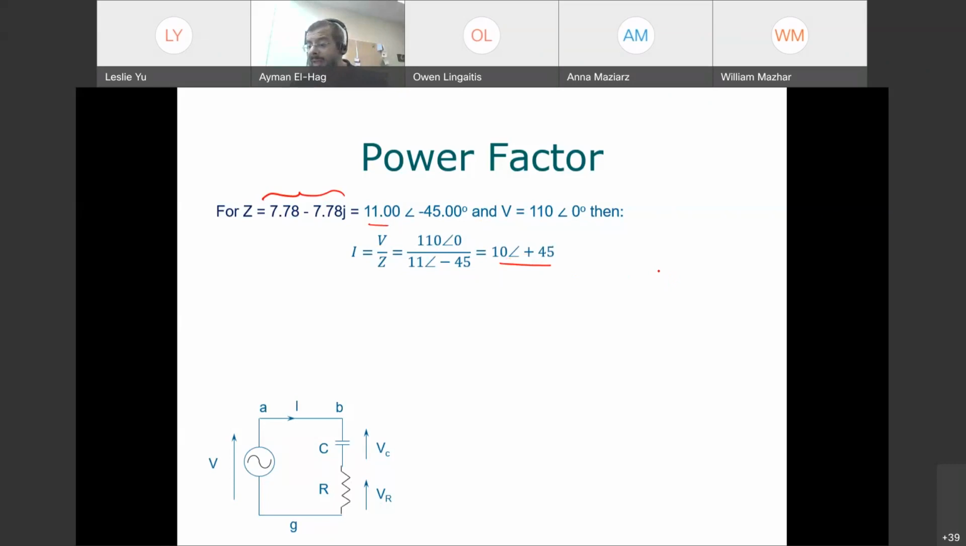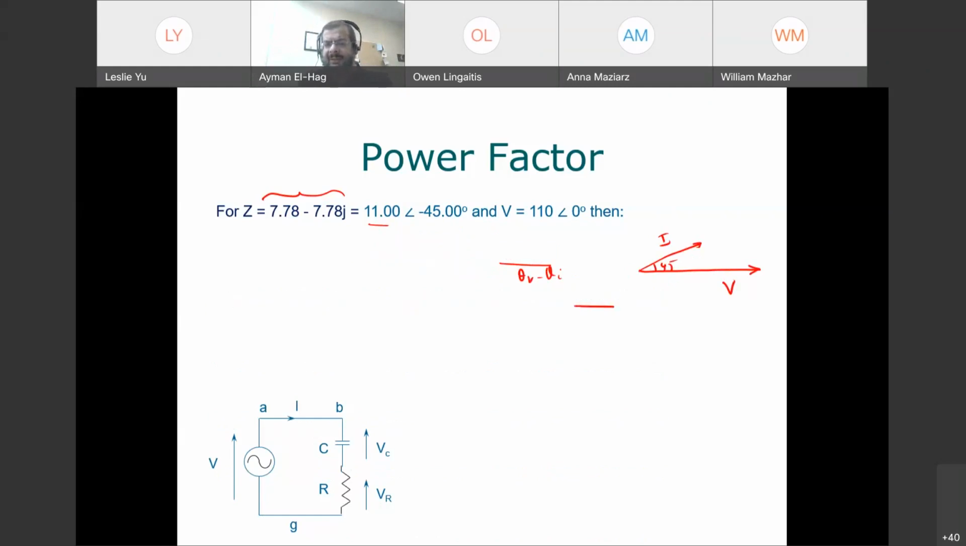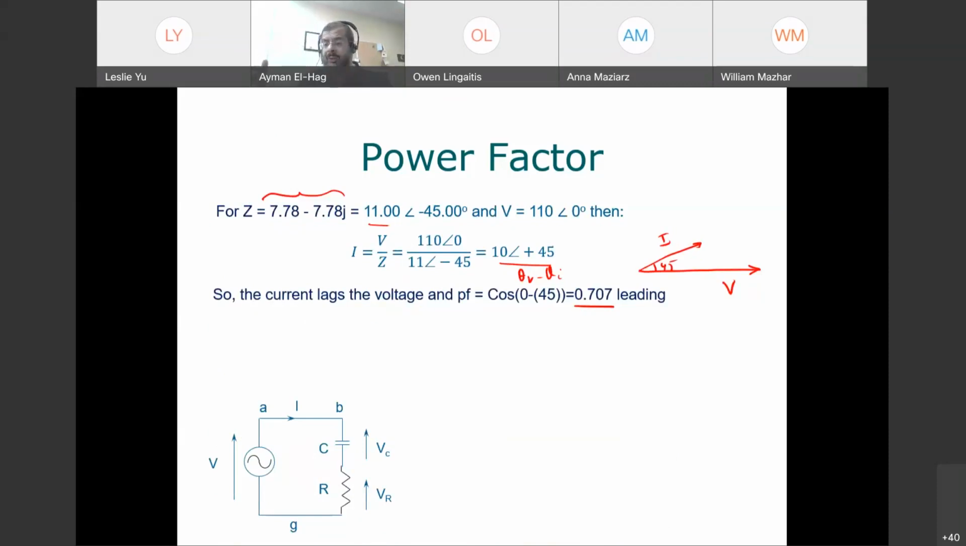So if I want to draw again the phasor diagram, this is my voltage V. This is my current I. And here is this 45. Now, if I want to calculate the power factor, again, it is theta V minus theta I. And we get exactly the same value, 0.707. Exactly the same value. So the only way to distinguish if this is a capacitive load or an inductive load is the second word here, leading or lagging.